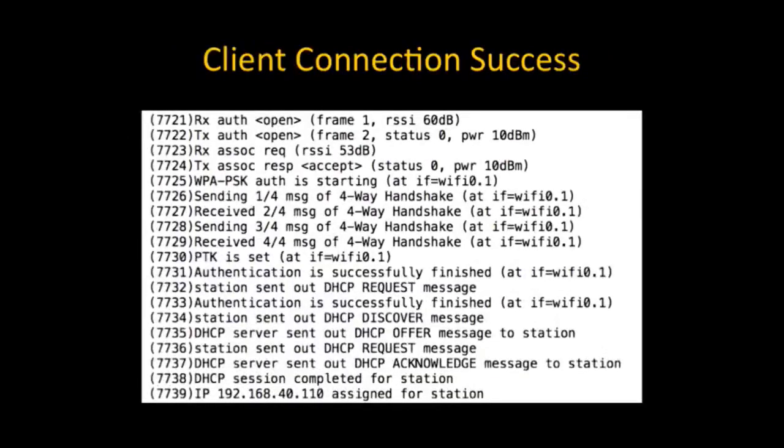So here's a sequence of what it would look like if a client connected successfully. They go through their exchange, they successfully finish talking about the password, they send out the DHCP request, the response comes back, they get an IP address, and they're ready to post to Instagram.